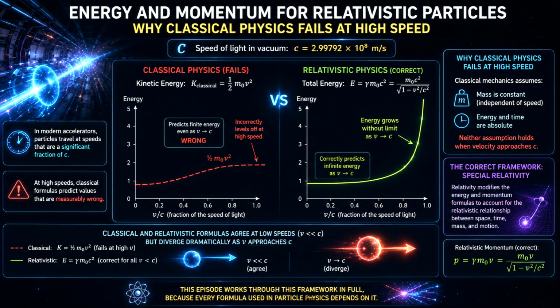The reason is that classical mechanics was formulated under the assumption that mass is constant and that energy and time are absolute. Neither assumption holds when velocity approaches c. The correct framework is special relativity, which modifies both the energy and momentum formulas to account for the relativistic relationship between space, time, mass, and motion. This episode works through that framework in full because every formula used in particle physics depends on it.